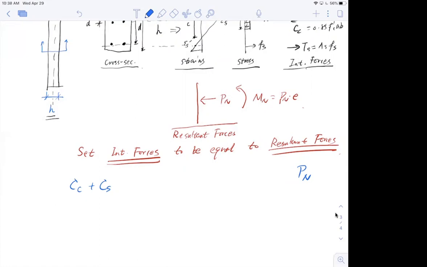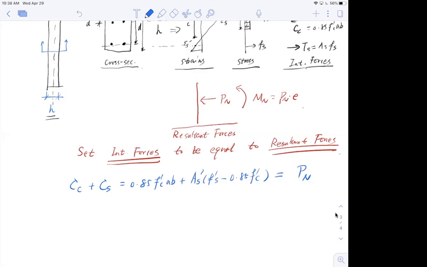Okay, so Pn in this case will equal 0.85 f'c ab plus A's bracket outside f's minus 0.85 f'c, equal to Pn. Okay, and also we need to require the bending moment.